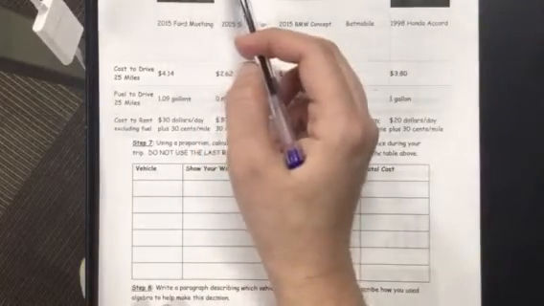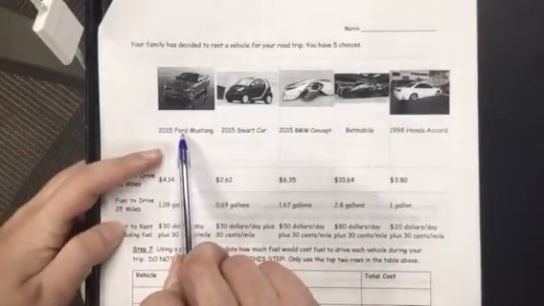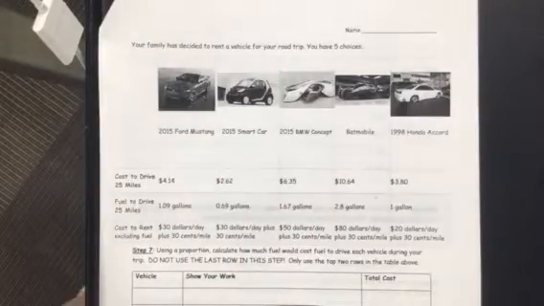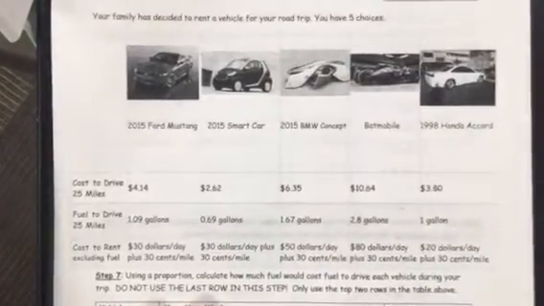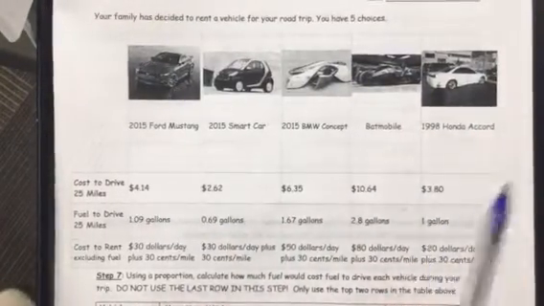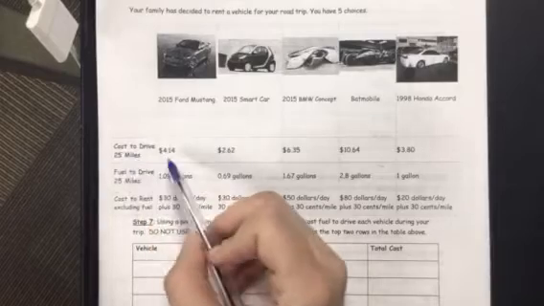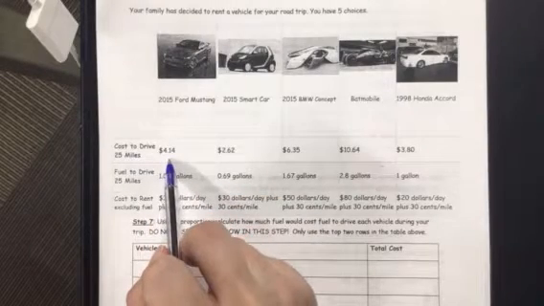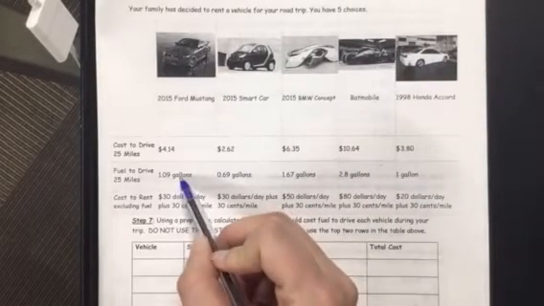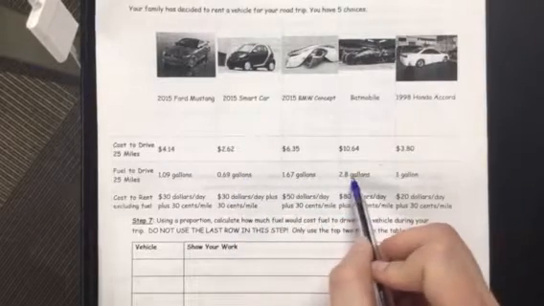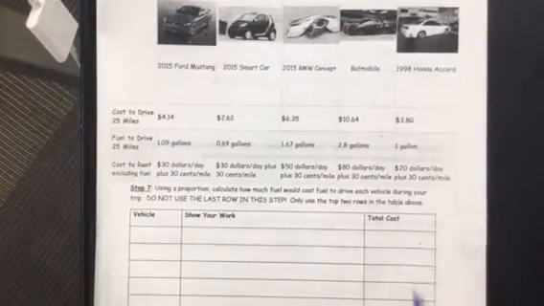It says your family has decided to rent a vehicle for your road trip. You have 5 choices: a 2015 Ford Mustang, a 2015 Smart Car, a 2015 BMW Concept, the Batmobile, and a 1998 Honda Accord. Okay, here's the information you're given. You are given how much it costs to drive 25 miles. You are given how much for each car, and you're given how much fuel it takes to drive 25 miles. Okay? So our job is to figure out the total cost.